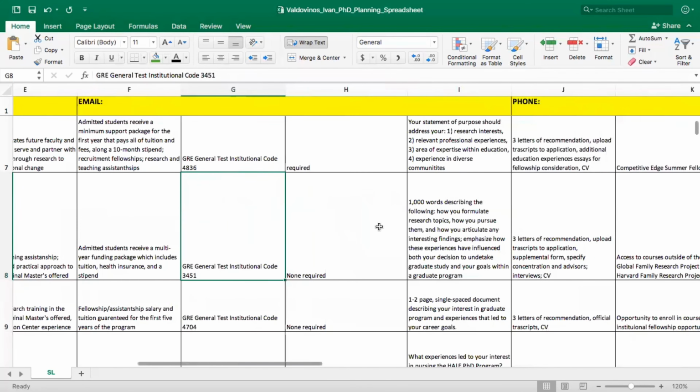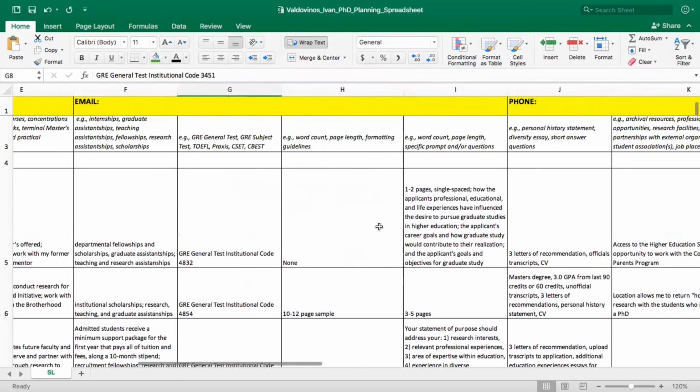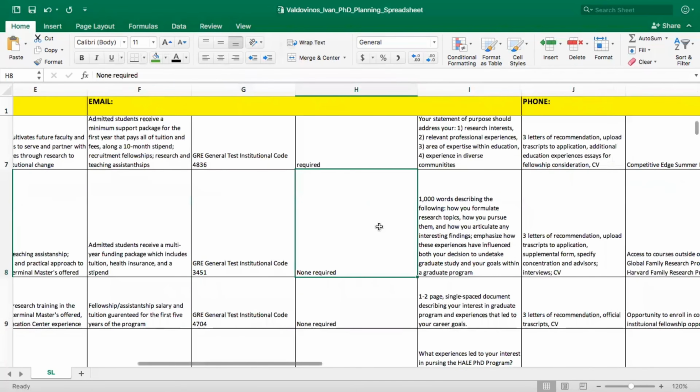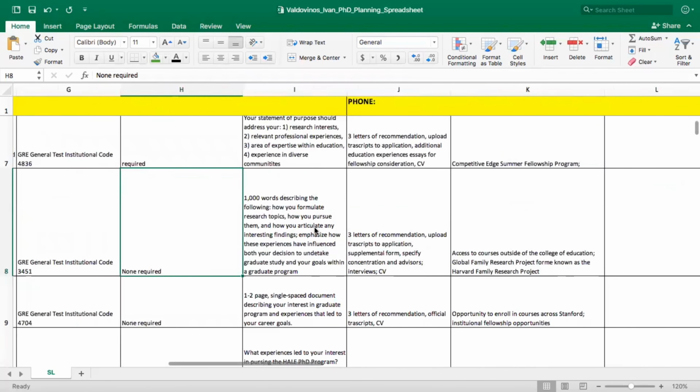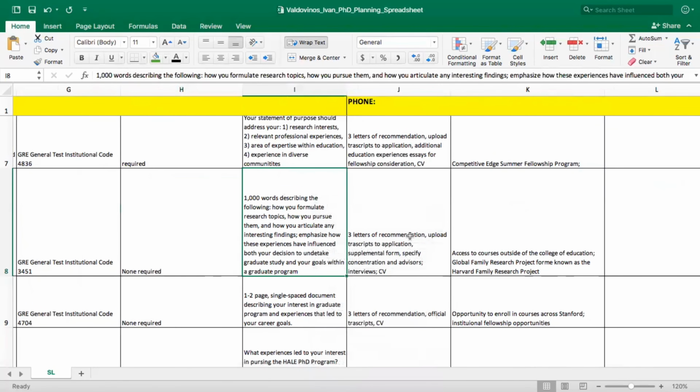They do require the GRE to be able to apply for the program, and they did not require a writing sample. Their statement of purpose guidelines were 1,000 words describing how you formulate research topics, how you pursue them, and how you articulate any interesting findings. Emphasize how these experiences have influenced both your decision to undertake graduate study and your goals within the graduate program. They also require recommendations, uploaded transcripts, a supplemental form specifying concentration and advisors, interviews, and a CV.